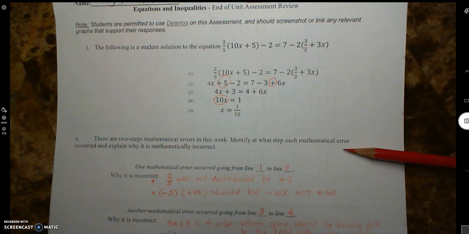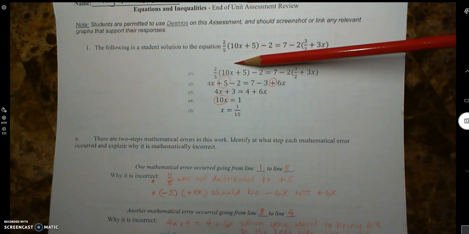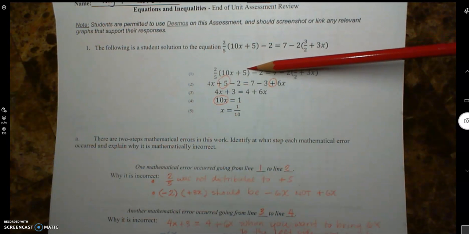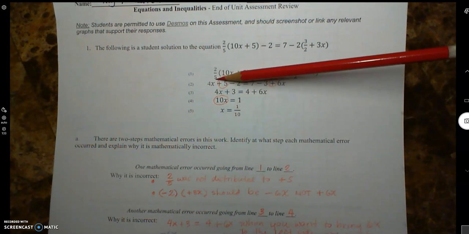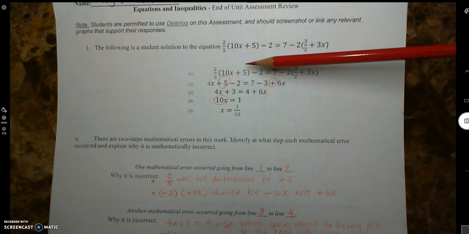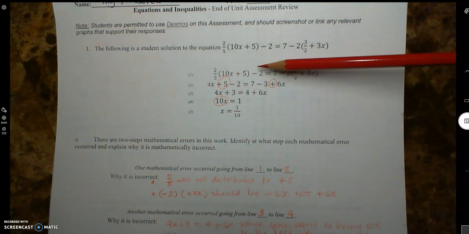As you can see, I have pre-answered all of these, so I will just explain it to you real quick. Let us look at step number 1. 2 over 5 times 10x is 4x. 2 over 5 times 5 is supposed to be a 2, because this 5 and this 5 right here will cancel out and become a 1. So that should be a 2 times a 1, which is a 2. So this is an error. Let's keep on going.